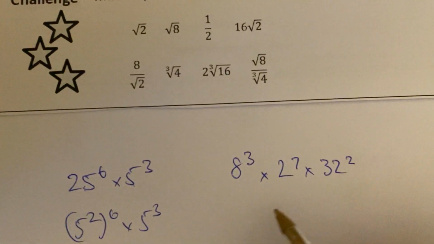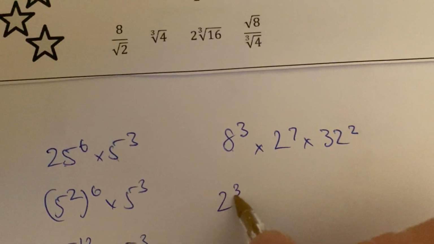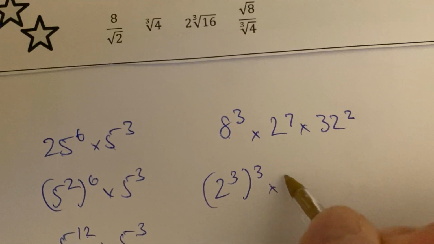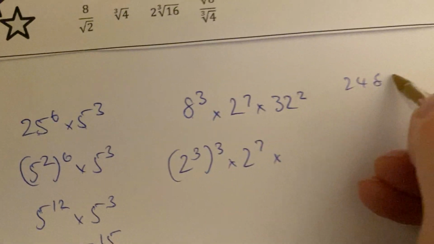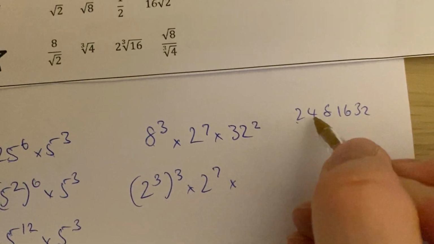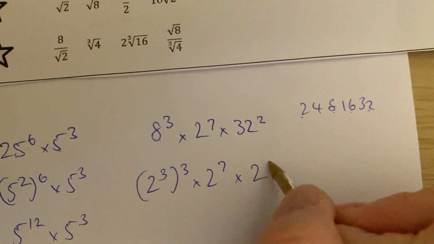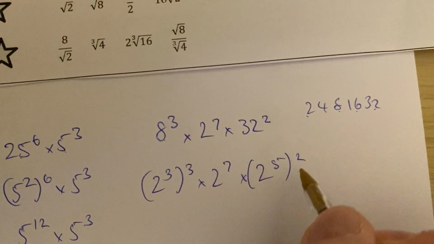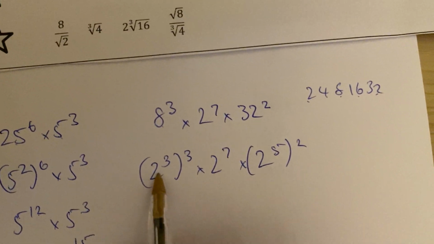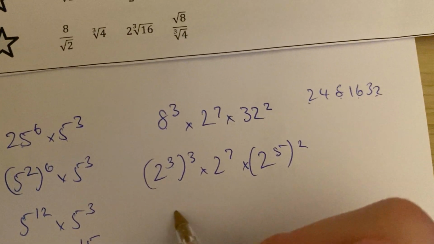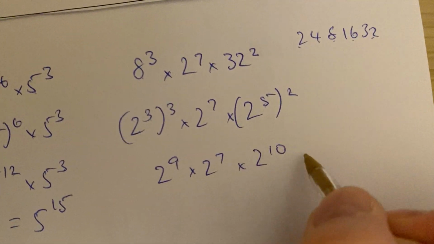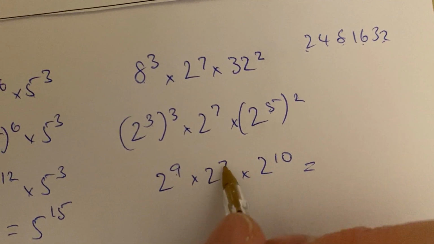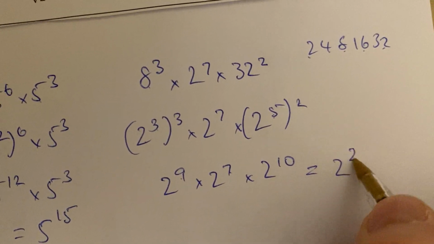So what you can see here is that 8 is 2 cubed times 2 to the 7 times, now that is 2, 4, 8, 16, 32, 1, 2, 3, 4, 5. So that's 2 to the 5 all squared. So gosh, look at all this. That's going to be 3 sets of 3, so that's 9. And that's 5 sets of 2, so that's 10. So it's 9, 16, 26.